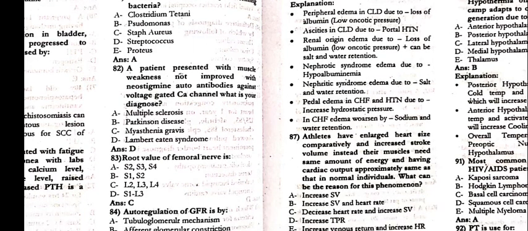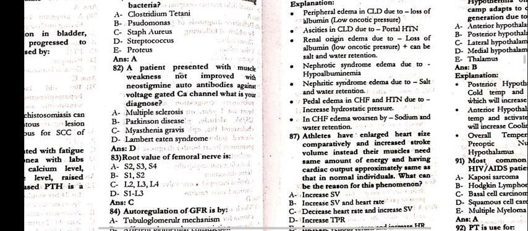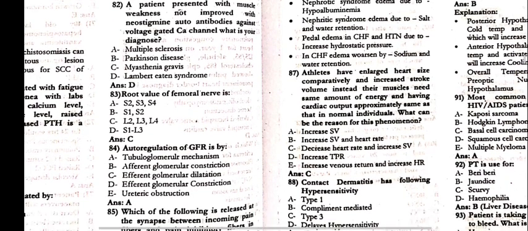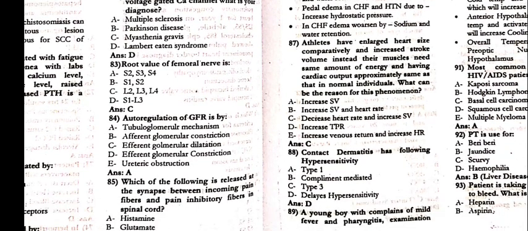82: the patient presented with muscle weakness, not improved with neostigmine. Autoantibodies against the voltage gated calcium channels. What is your diagnosis? That is Lambert-Eaton syndrome. Root value of the femoral nerve is L2, L3, L4.